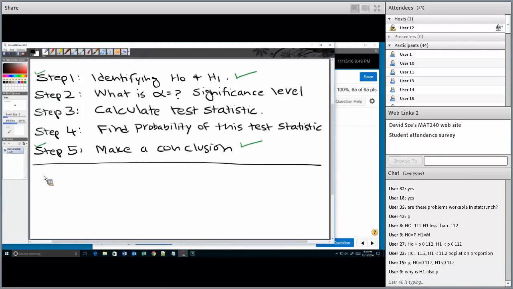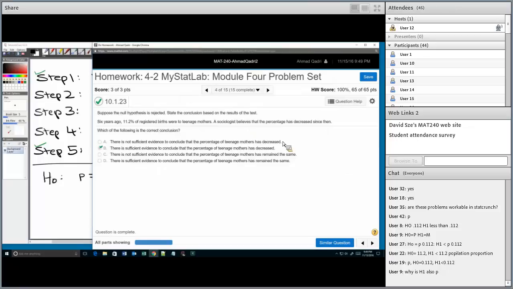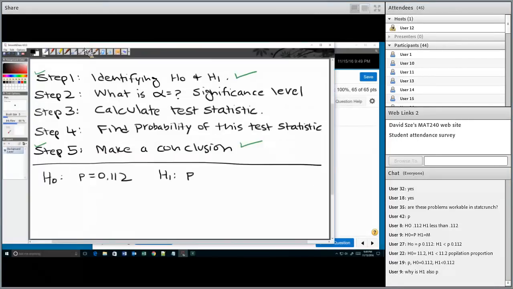So let me tell you what it should be. So here's the null hypothesis. This is the way you write it. H naught, identifying that we're writing the null hypothesis, is that P equals 0.112. Okay, this is the null hypothesis. H1 is that P, what are they saying? They're saying a sociologist believes that the percentage has decreased since then. So the alternative is that P is less than 0.112.